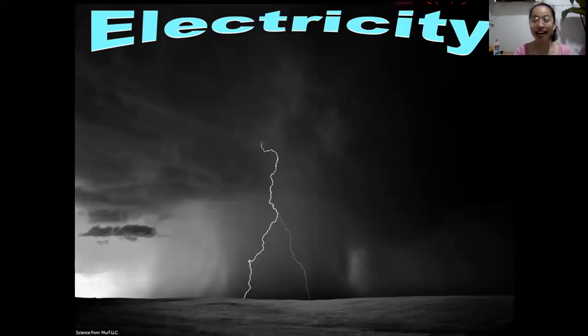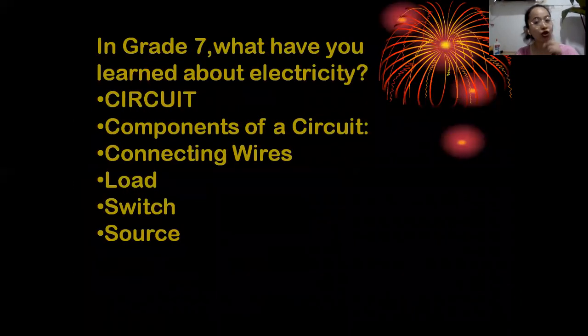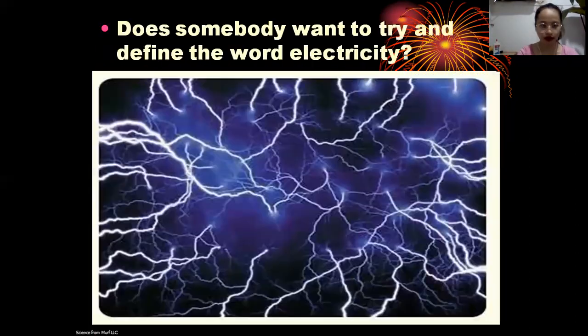So we will have electricity. In your grade 7, what have you learned about electricity? Okay, so we learned about circuits. What are the components of a circuit? Connecting wires, load, battery or source, switch, or the bulb. Does somebody want to try and define the word electricity?